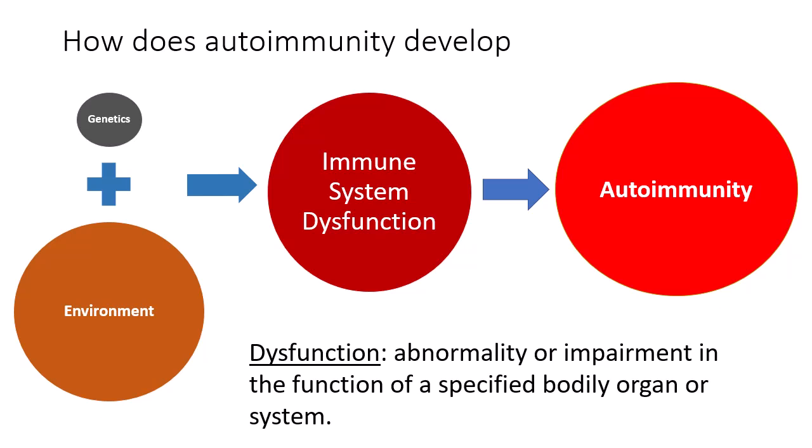Autoimmunity is thought to develop in response to a combination of genetics and environment. And of these two, the environment is a much bigger factor than genetics. Genetics can create a predisposition to autoimmune conditions, meaning a vulnerability to getting an autoimmune condition. But the environment is the trigger that initiates the process that results in autoimmune attack. So here we see genetics plus environment leads to immune system dysfunction, which then results in an autoimmune condition.